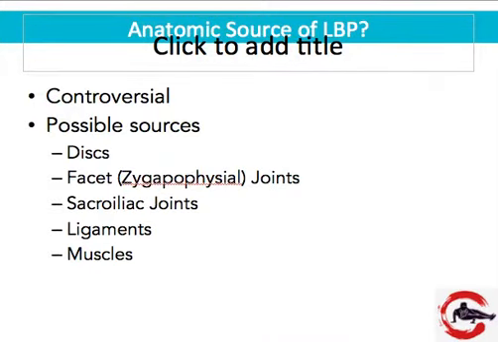The anatomical source of low back pain is very controversial. It could be from discs, it could be from the facet joint, could be from the SI joints, could be ligaments, muscles. We just don't always know, and so that's where developing X-ray vision on the tips of your fingers is going to save your life and your patient's life. You'll be able to diagnose and treat so much more effectively that way.